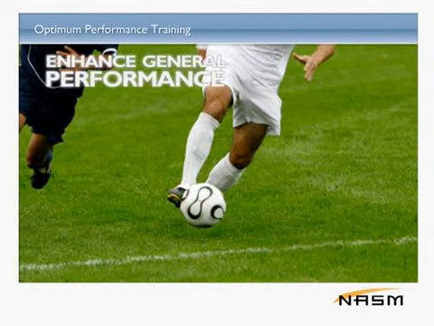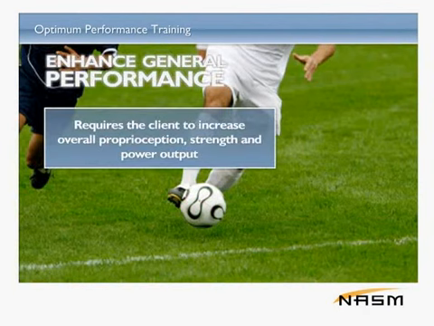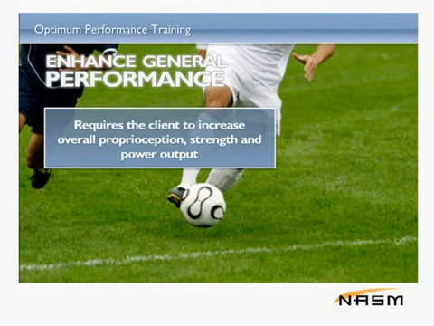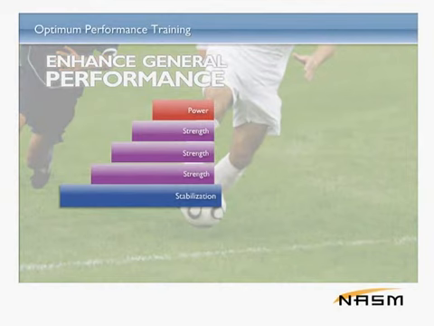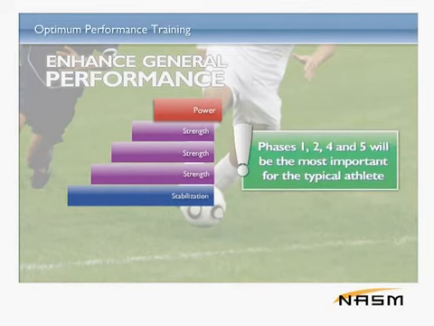The goal of improving general performance requires the client to increase overall proprioception, strength, and power output. The training will need to be progressed from stabilization through power phases of training and utilize the entire OPT model. However, for the typical athlete, Phases 1, 2, 4, and 5 will be the most important.